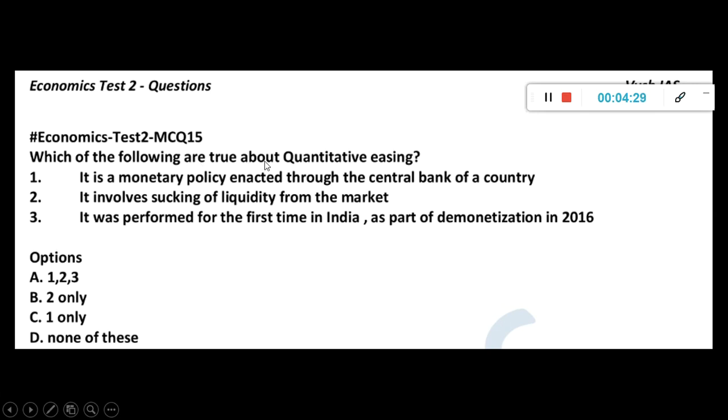Which of the following are true about quantitative easing? It is a monetary policy enacted through the central bank of a country's government. It involves sucking liquidity out of the market. It was performed for the first time in India as part of demonetization in 2016.